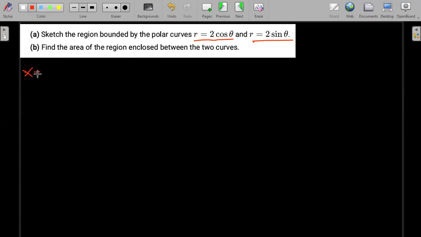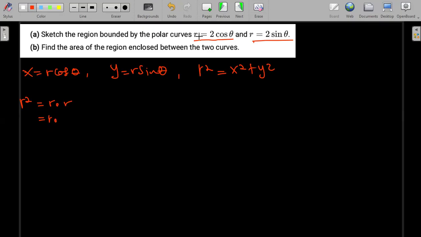So recall that x in polar coordinates is r cos theta, y is r sin theta, and r squared is equal to x squared plus y squared. So let me write r squared as r multiplied by r. If I multiply the r by 2 cos theta, then this will just be 2r cos theta. But we know that r cos theta is actually x. So this will be 2x.